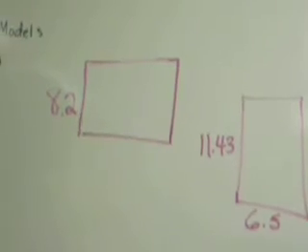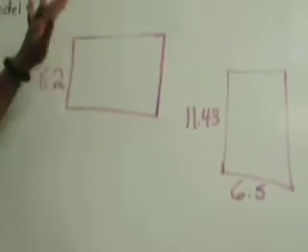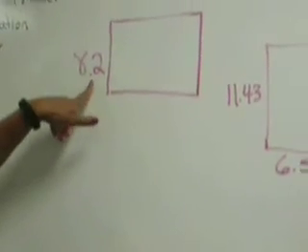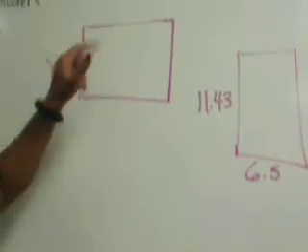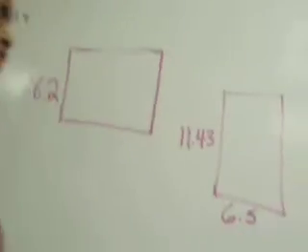Now, why didn't I write another side on here? Well, because a square has 4 equal sides. So I don't have to write another side on it because all of them are the same length. So therefore, if this is 8 and 2/10, then all of these will be 8 and 2/10.